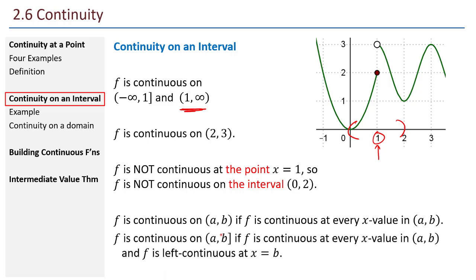And the same thing works if I use a half open or half closed or closed interval where I contain one or both of the endpoints. F is continuous on the interval not including a but up to and including b if f is continuous at every x value in the open interval and f is left continuous at x equals b.